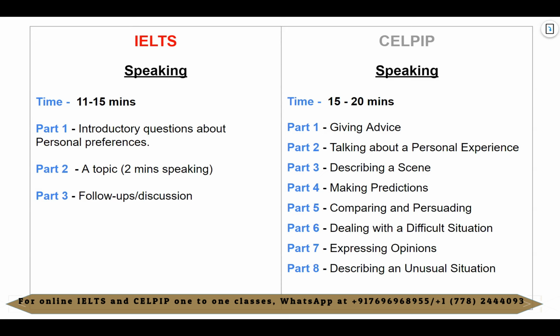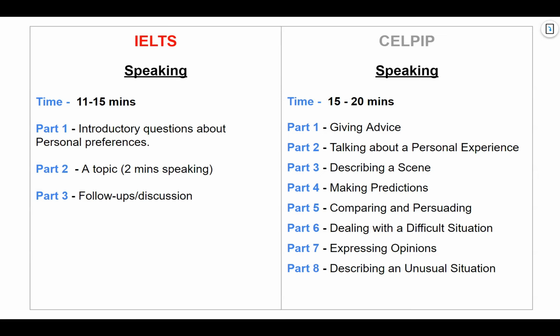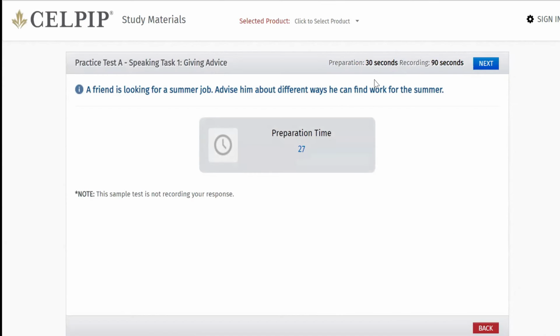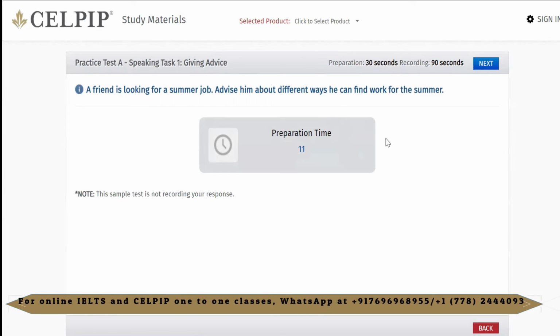Now that you have familiarized yourself with the speaking module in both tests, I would like to show you the example here. In the first task, you get 30 seconds to prepare and you are supposed to speak for 90 seconds. And the first task is about giving advice. The preparation time is displayed on the screen, and as soon as your time is up, you are supposed to speak on it, and there will be a recording bar on the screen.